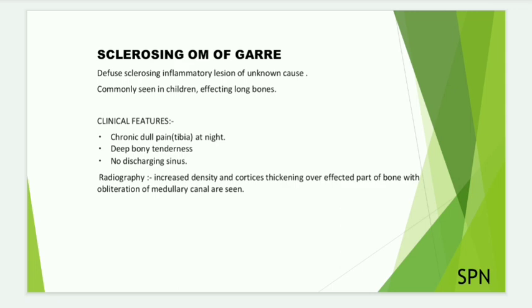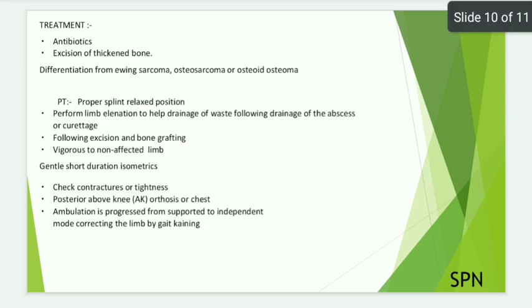You can write simple words if you are using your radiological terms. And treatment: absolutely antibiotics, excision of your thickened bone, differentiation from Ewing sarcoma or osteosarcoma or osteoid osteoma.